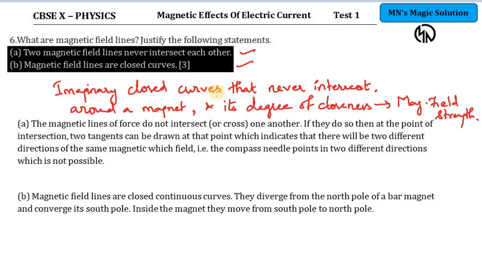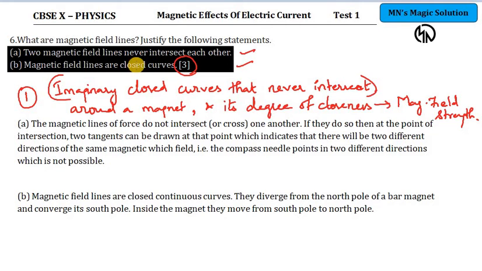So where are these closed curves? They are present around a magnet, and the degree of closeness of these closed curves indicates the magnetic field strength. Just writing imaginary closed curves that never intersect is enough; if you write other points, it is fine. So for this one it carries 1 mark. This is totally a 3 mark question. So 1 mark for the first subdivision, which is what are magnetic field lines.